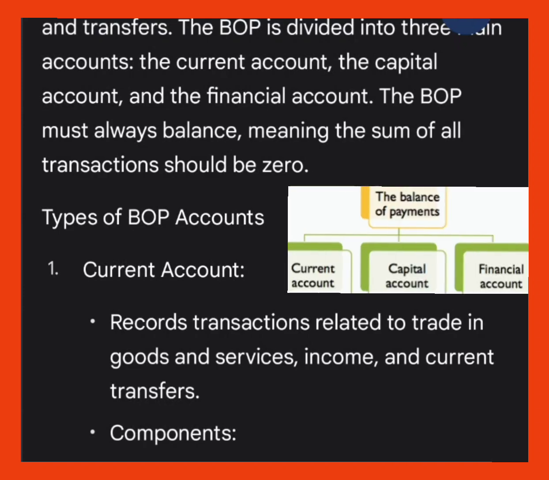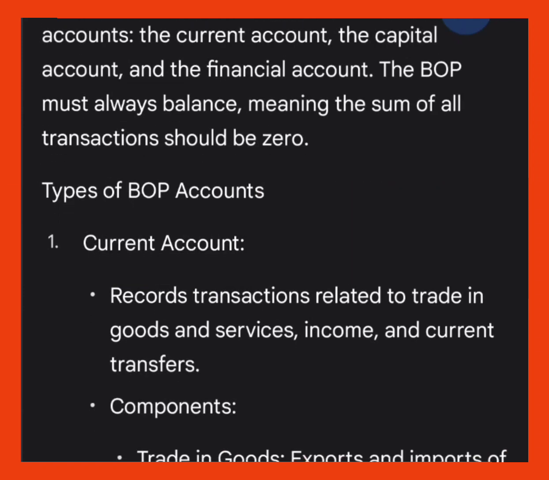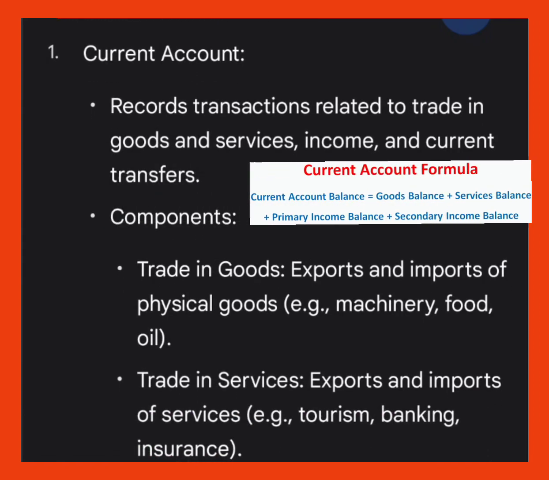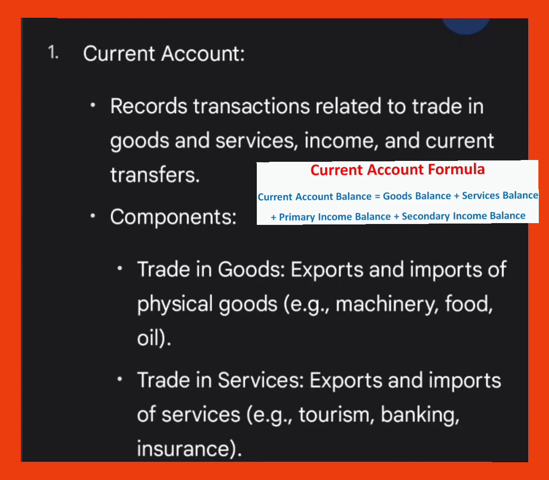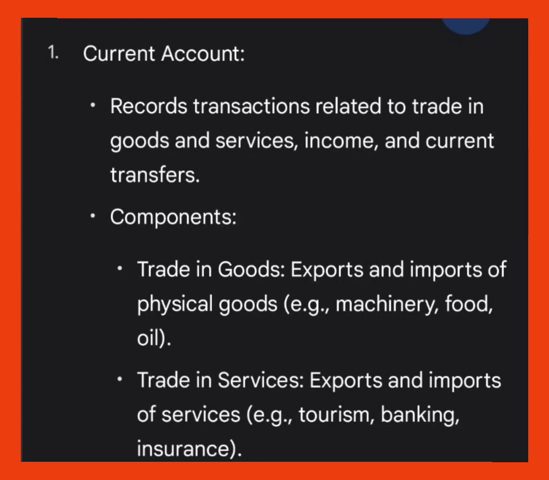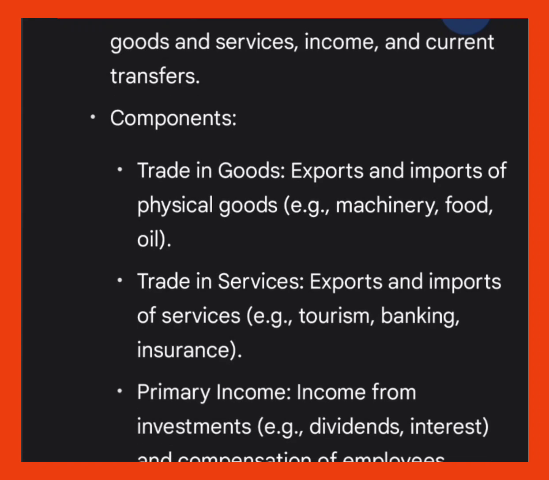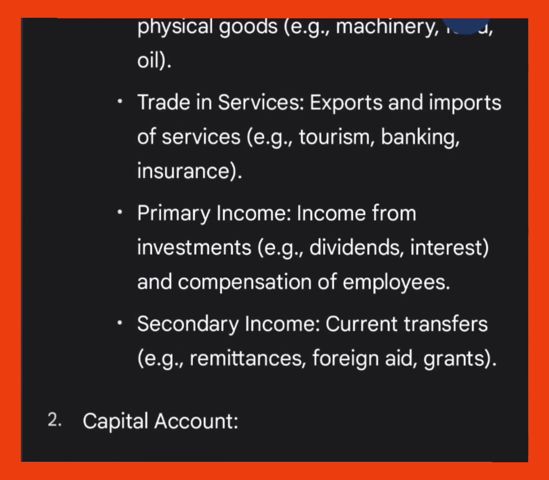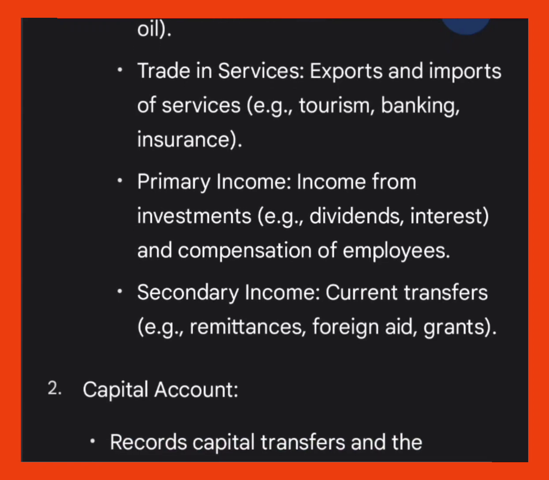Types of BOP accounts. 1. Current account records transactions related to trade in goods and services, income, and current transfers. Components. Trade in goods. Exports and imports of physical goods, e.g., machinery, food, oil. Trade in services. Exports and imports of services, e.g., tourism, banking, insurance. Primary income. Income from investments, e.g., dividends, interest, and compensation of employees. Secondary income. Current transfers, e.g., gifts and aid.